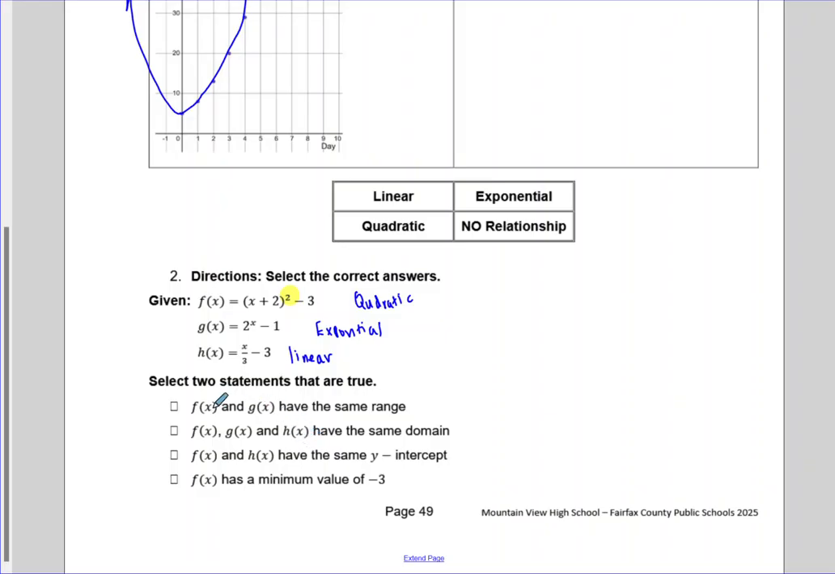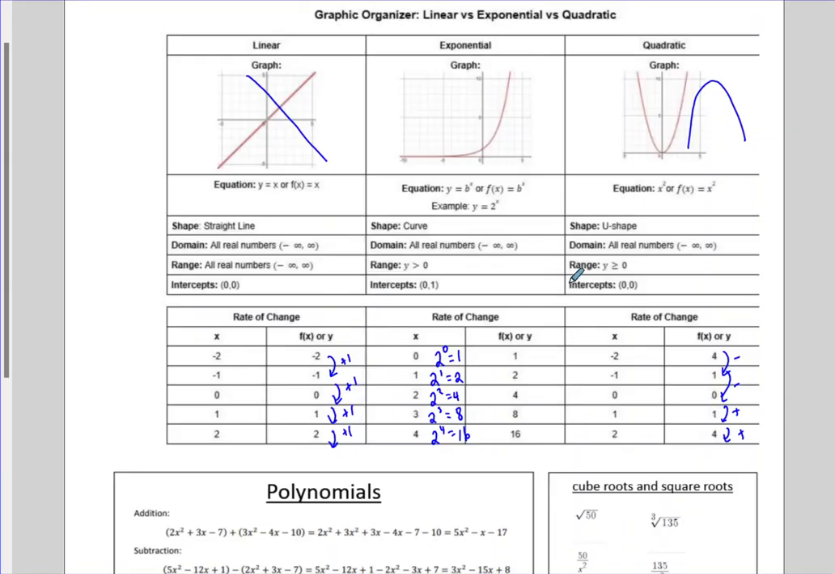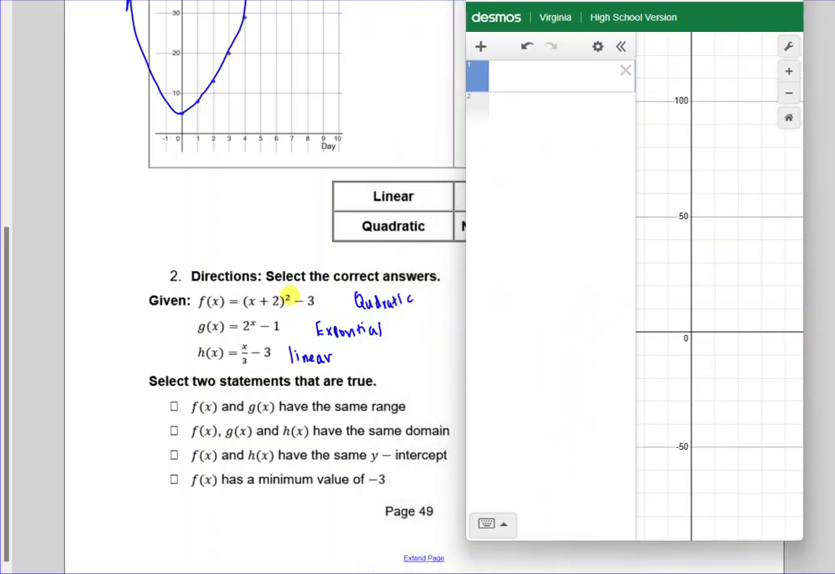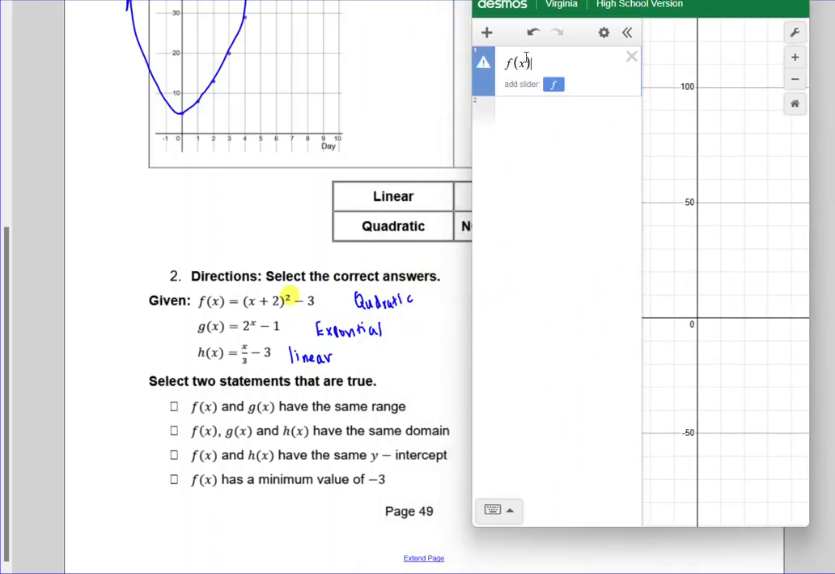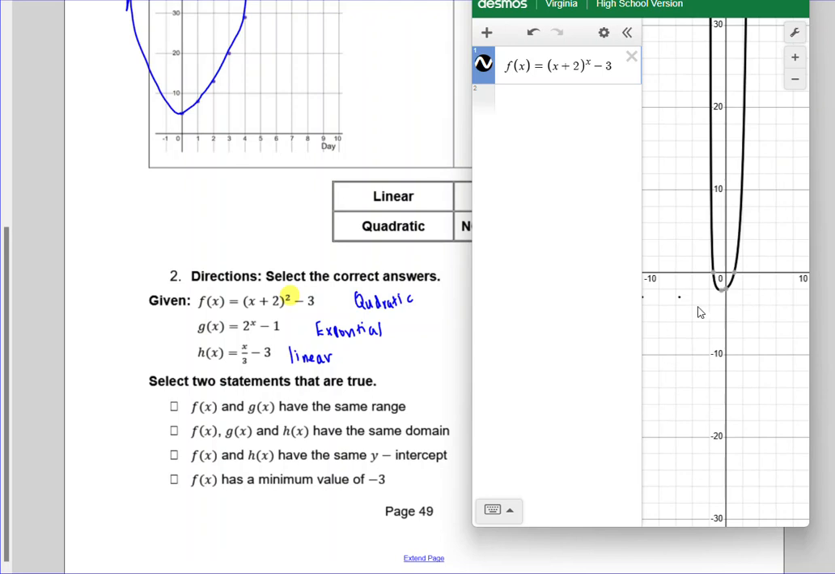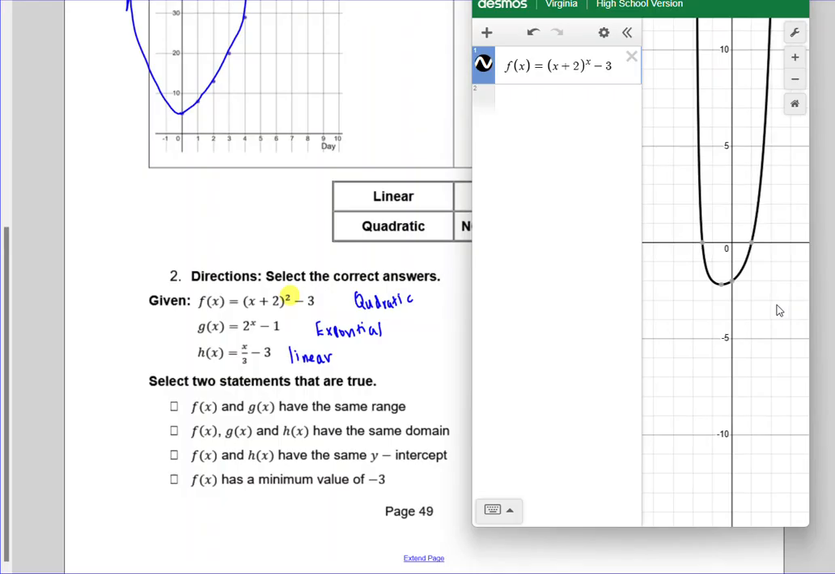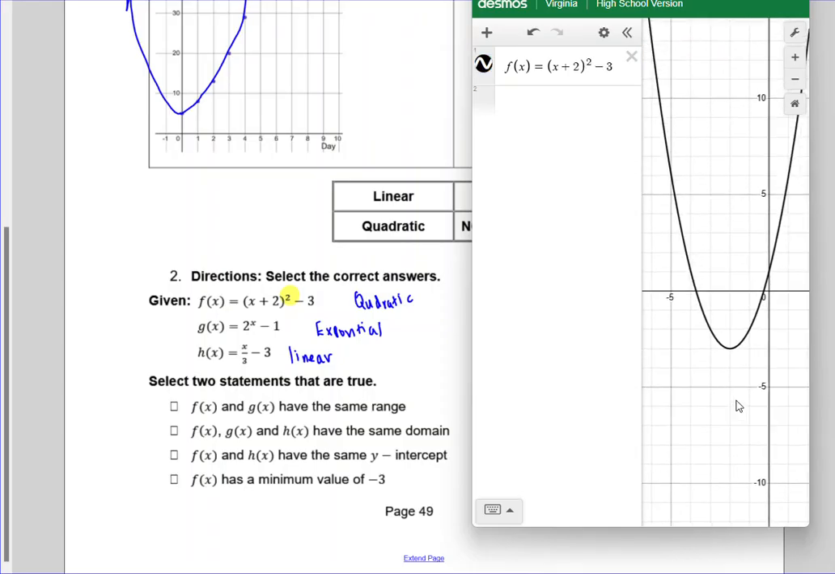Okay, so which two statements are true? Let's see. f of x and g of x have the same range. So the best way to do this is just to graph it in Desmos. Let me go ahead and graph f of x and look at the range for that. Because I'm only picking two correct statements, I just have to go through each one and pick the best one. Okay, so here's f of x. I'm going to press the home button. It looks a little weird. Did I do something? Oh yeah, I put an x here. It's supposed to be squared. There you go. That looks like a quadratic.